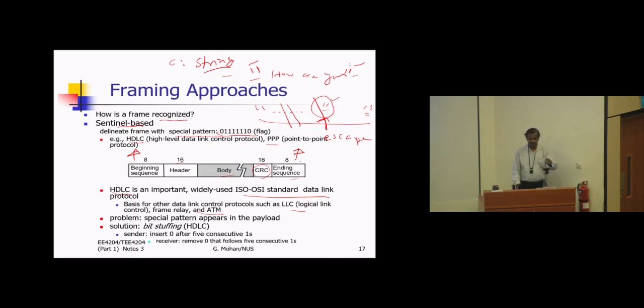We are telling the compiler, don't get confused. This is not the end of the string. This is a character inside the body of the string. The end of the string will come later. So there are two approaches in HDLC.